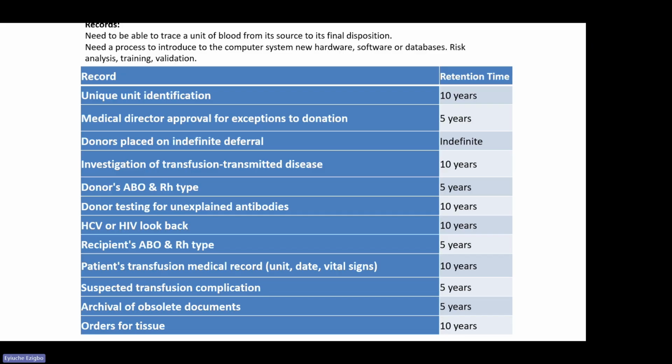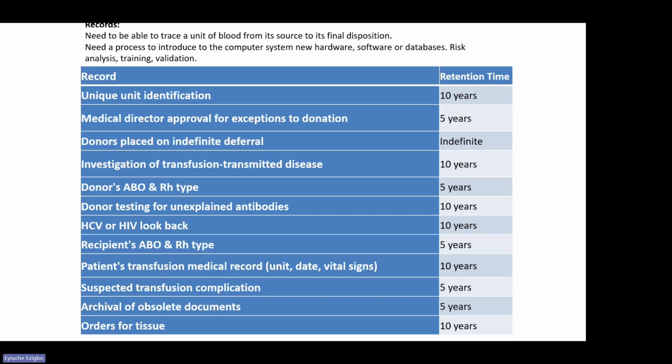So for records and retention time, this is the time prescribed that the documents involved in the process should be retained in the blood bank. For unique unit identification, the records should be kept at least 10 years. Medical director approval for exemption to donate, the records should be retained. Donor placed on indefinite deferral, the records should be kept indefinitely. Investigation of transfusion transmitted disease, the record should be kept 10 years. ABO donor resource type, the record should be kept for at least 5 years. Donor testing for unexplained antibodies, keep the record for at least 10 years.